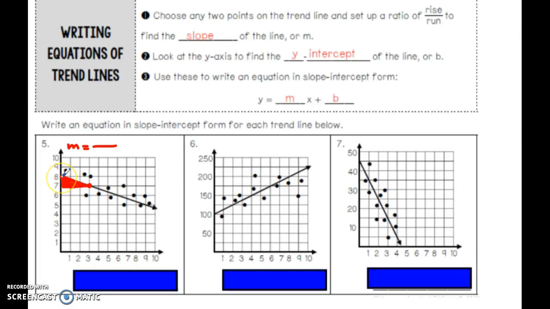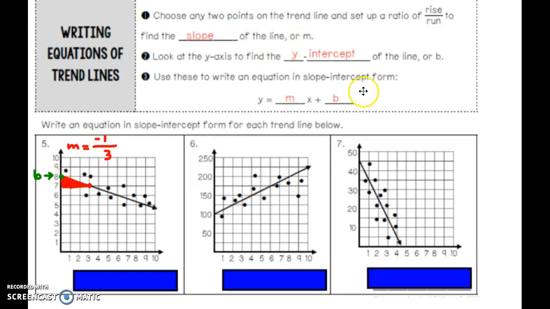So if you're starting at this point here and you're going down 1 box, you need to make sure you use -1 for your rise. And you need to make sure you use 3 for your run. So that's the slope. The next thing is you're going to locate your y-intercept. This is easy because your line should go straight through the y-intercept. So what we found is that this line crosses the y-intercept at +8.